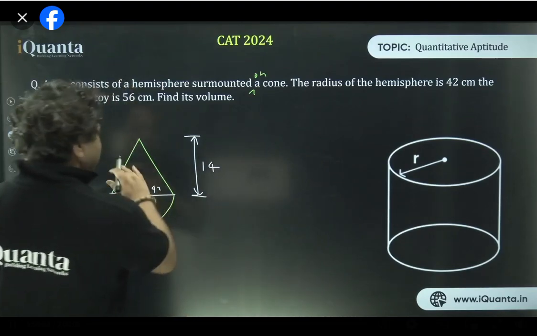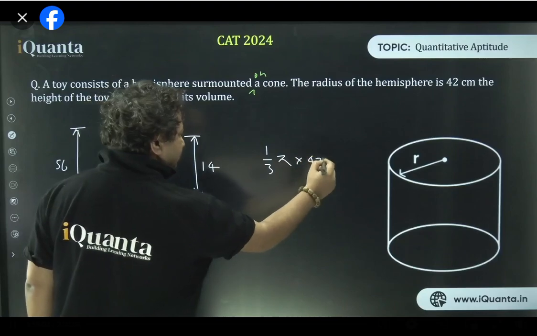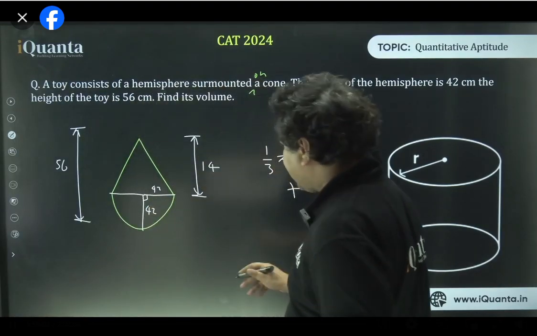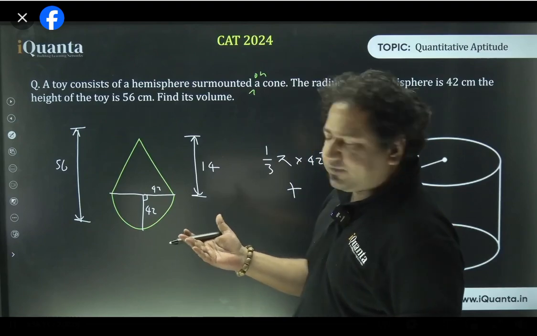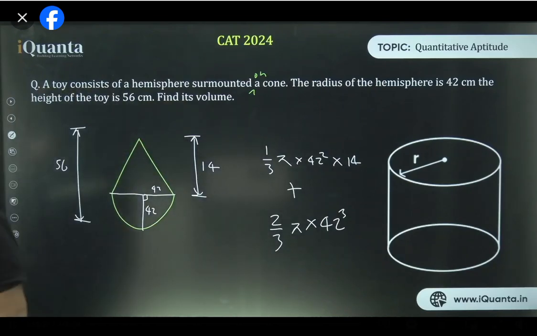Right? So for this cone, we'll have 1 by 3 pi times r, which is 42, squared, multiplied by height, plus the hemisphere. 4 by 3 pi r cube is for the sphere. For the hemisphere, 2 by 3 into pi times r cube, where r is 42. So we can solve this and get the answer. It's a very simple question, nothing difficult over here.